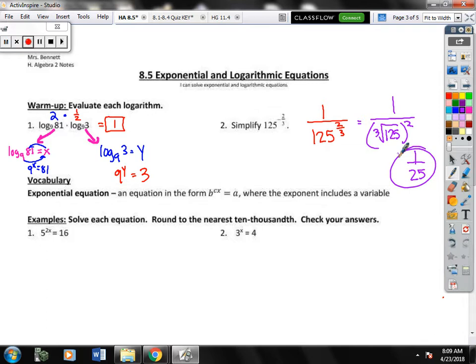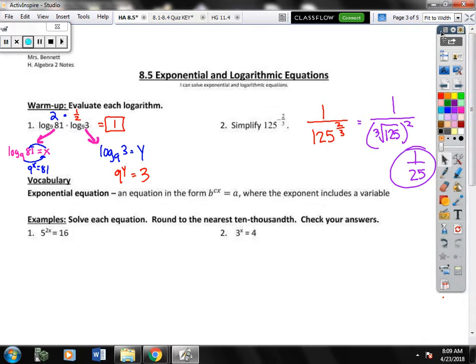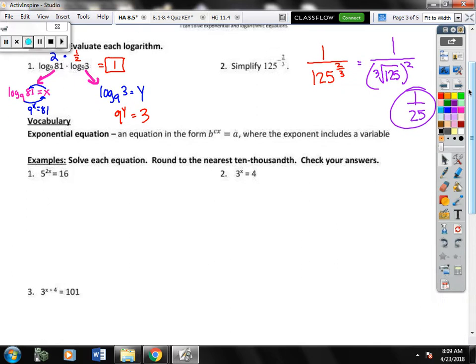All right, so today we're solving equations that have exponentials or logarithms. So an exponential equation by definition is an equation in the form b to the cx power equals a. So the main thing that makes it exponential is that the variable, the x, is in the exponent of the equation. So you can see these are some examples of exponential equations.